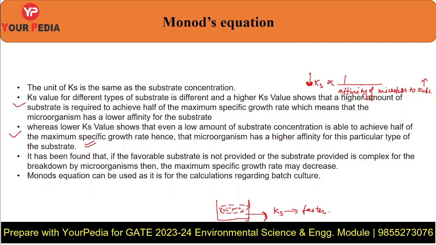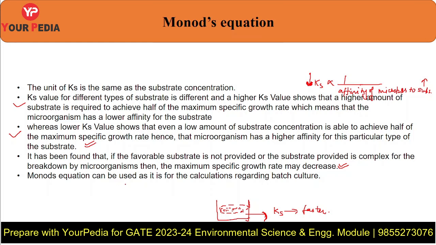It has been found that if the favorable substrate is not provided, or the substrate provided is complex in nature, the microorganisms find it hard to break down that substrate, and hence the maximum specific growth rate may decrease. So the simpler the food, the tastier the food for the microbes, the higher the maximum specific growth rate.